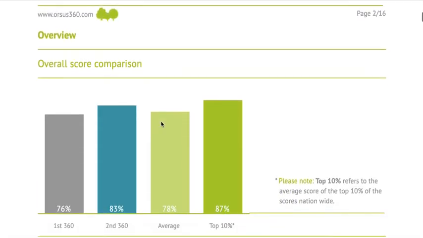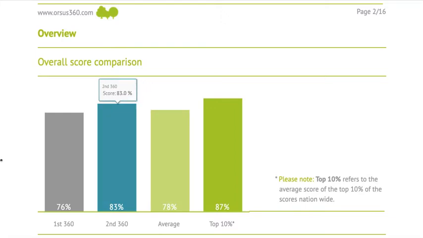On page 2, you can see that we have the first of our charts, and it tells us how well the person scored overall across the whole report in their first 360, what that score was in their second 360, and we would hope to see some improvement based on actions they've taken from either their interpretation or their coaching from accessing the report. How those scores compare against average for all people who have ever taken this report, and how that compares to the top 10%.